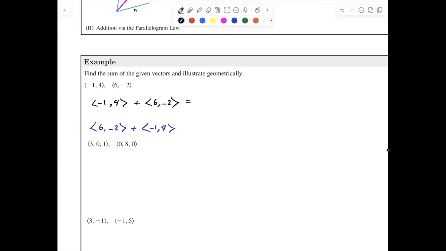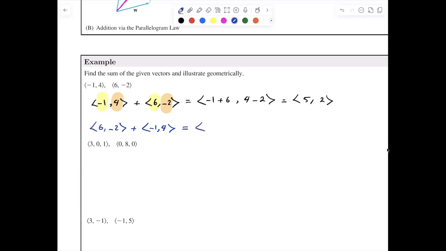Here, if I add these two together, I'm basically taking corresponding components and adding them. Here I have -1 plus 6, comma, and then I'm going to take the y components and add them together, 4 minus 2, which is (5, 2). But is the order important when you're adding two vectors together?